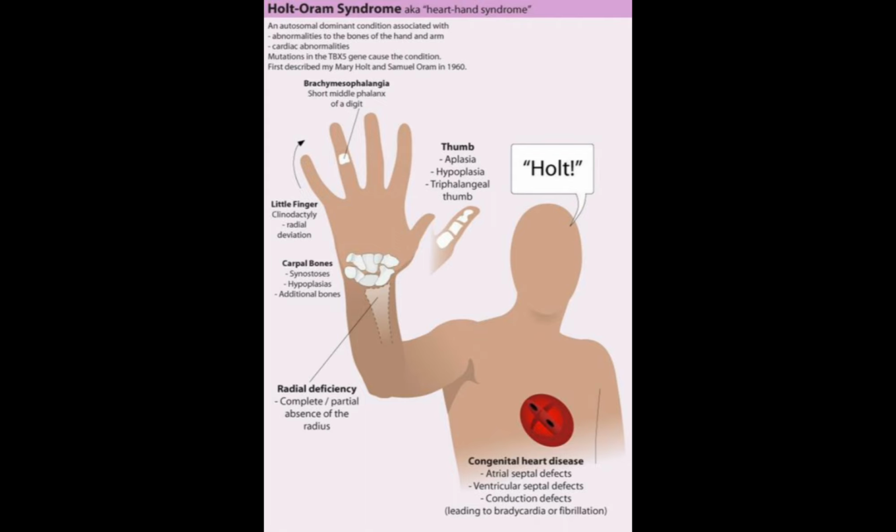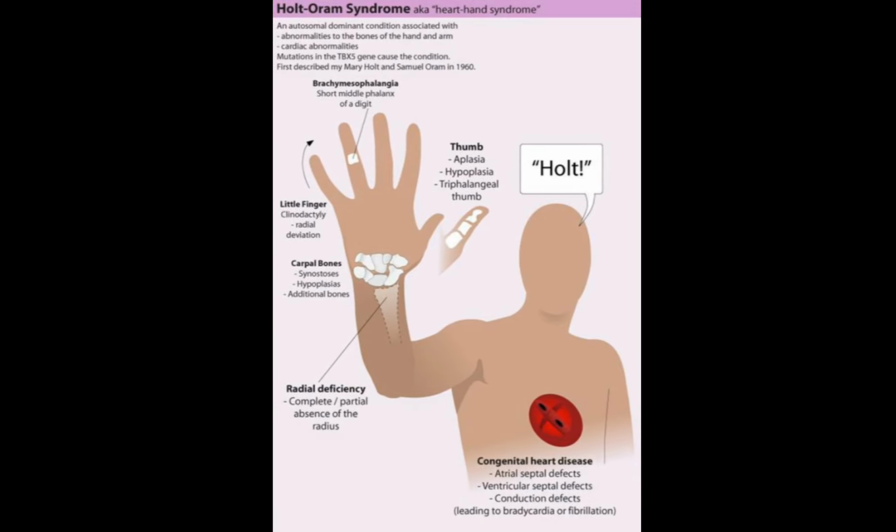Okay, what can occur in this congenital heart disease? Atrial septal defect, ventricular septal defect, conduction defects leading to bradycardia or fibrillation. Then radial deficiency. Radius may be absent. Then in the region of carpal bones: synostosis, hypoplasias, additional bones. In the little finger: clinodactyly, radial deviation. Brachymesophalangia, okay, means the middle phalanx is short. In the thumb: aplasia, hypoplasia, triphalangeal thumb. Heart-hand syndrome, basically it is.